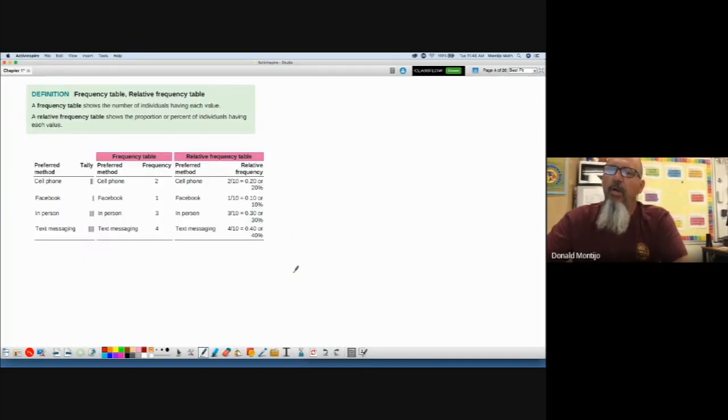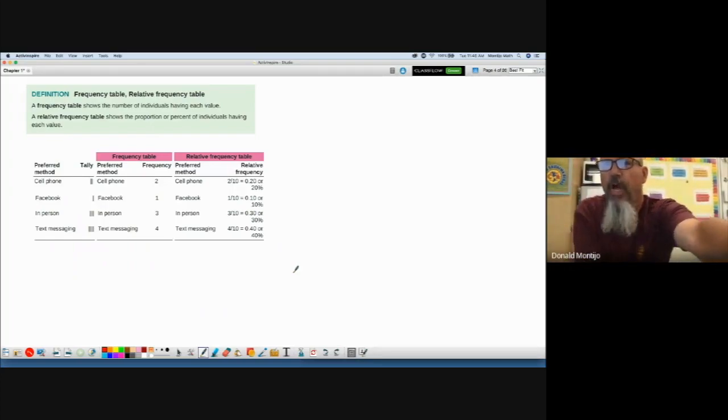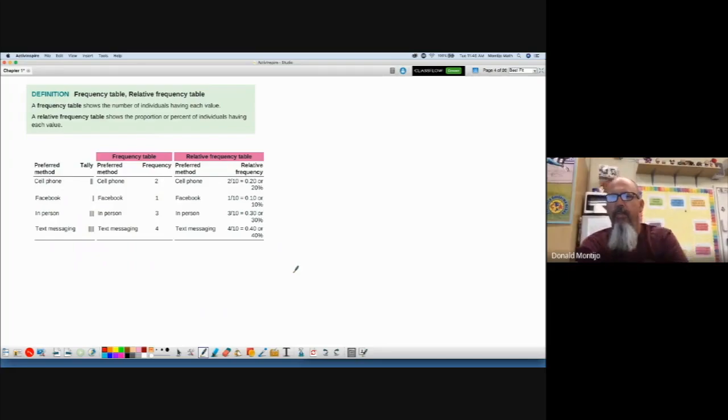Okay. Now, let's take a look at another way to arrange the data. So we looked at graphically how we would show the data. Well, how would we start to describe what we see numerically? Okay, so one way is a frequency table. And all we're doing in a frequency table is showing how often each variable occurred. So here's the same example from the previous page. We asked 10 people, what's your preferred method of communication?